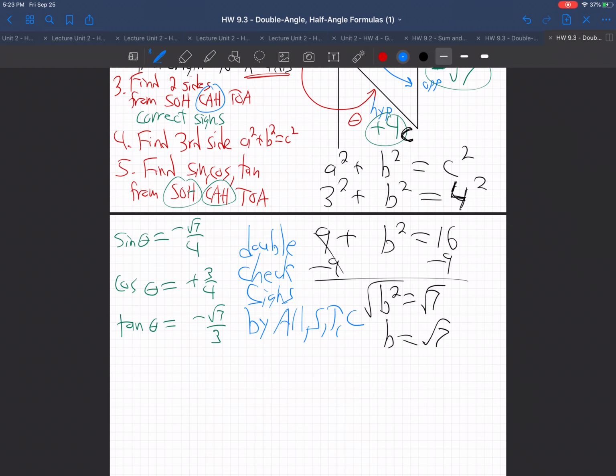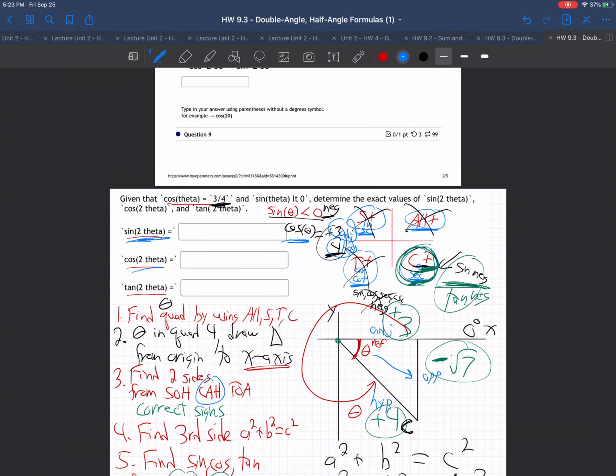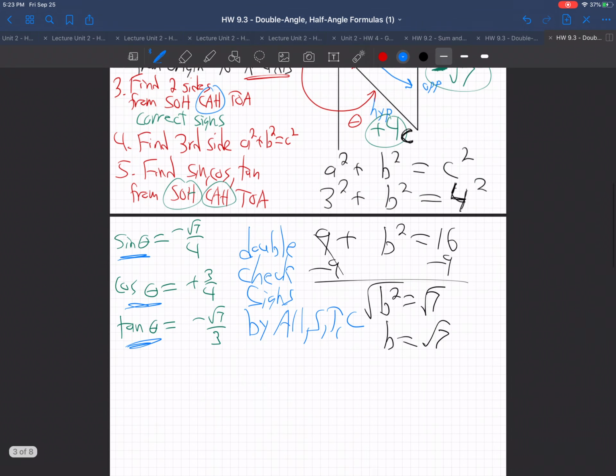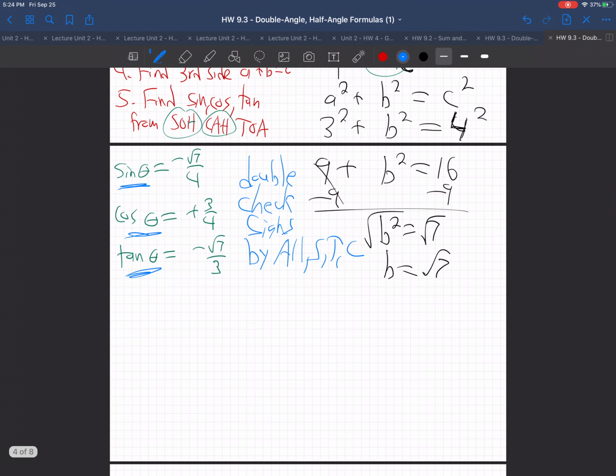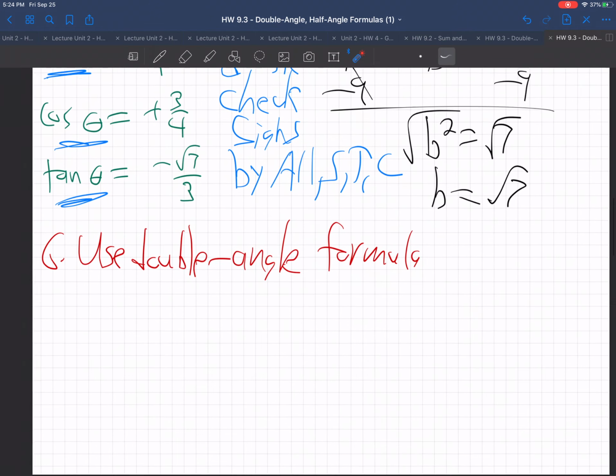Okay, now those are all sine of regular theta, cosine regular theta, tangent regular theta. Now we're ready for what they're asking. They're asking the sine of 2 theta, cosine 2 theta, tangent 2 theta. How do we do that? Well, come on down, and on step 6, we're going to use the double angle formulas. So we found these 3 things, so that now we can use the double angle formulas and get our answers.